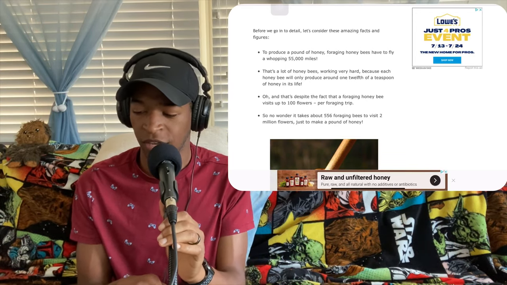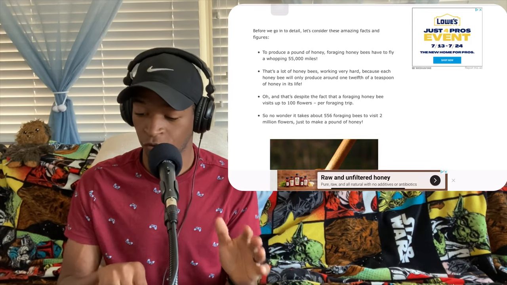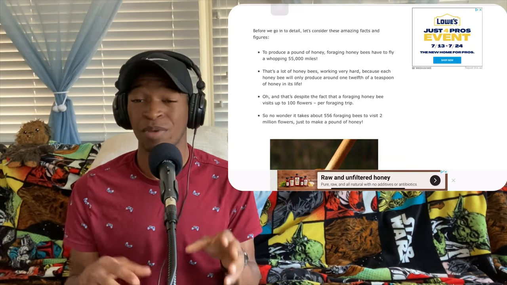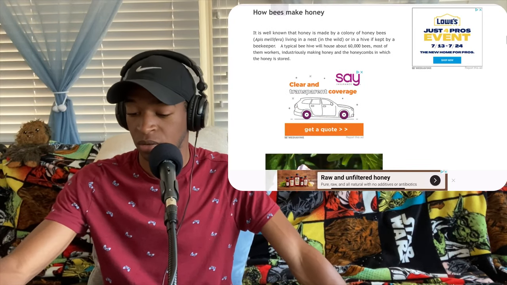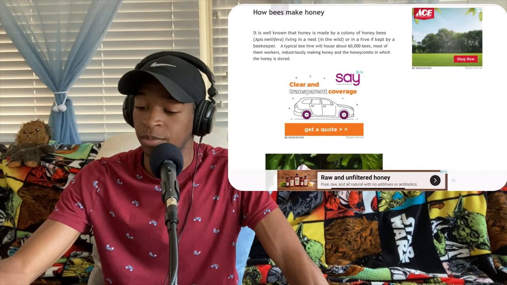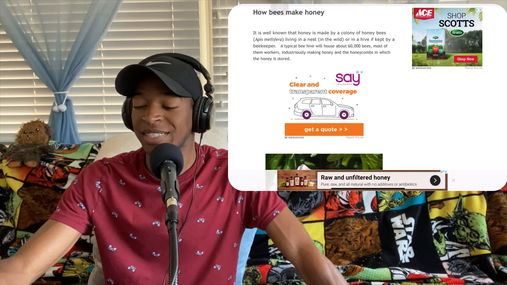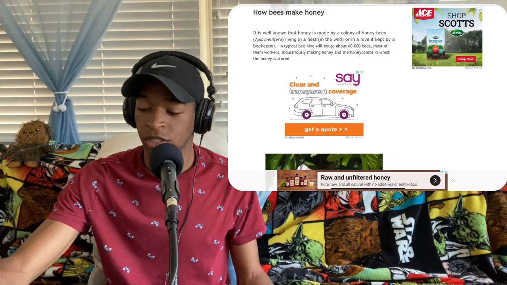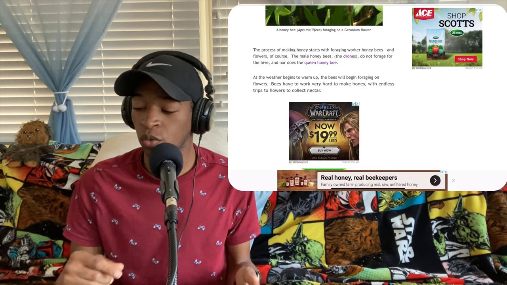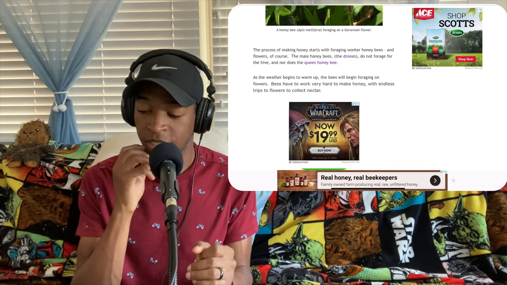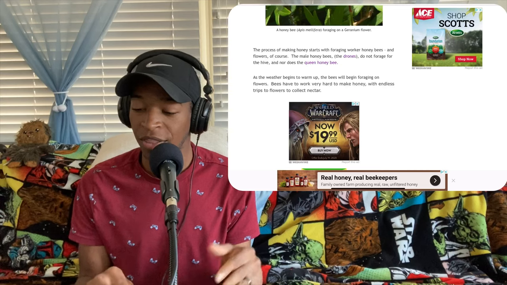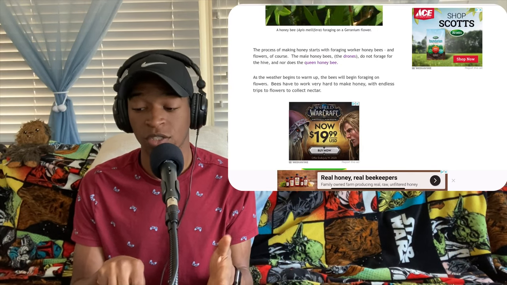Oh, and that's despite the fact that a foraging honeybee visits up to 100 flowers per foraging trip. So no wonder it takes about 556 foraging bees to visit 2 million flowers just to make a pound of honey. Wow. So it is well known that honey is made by a colony of honeybees living in a nest, or a hive if kept by a beekeeper. A typical beehive will house about 60,000 bees, most of them workers, industriously making honey and the honeycombs in which the honey is stored.